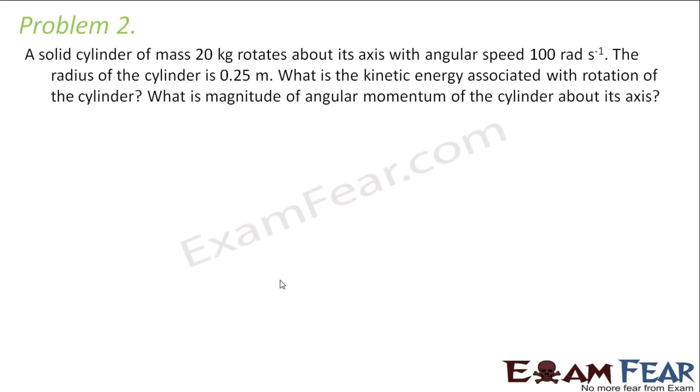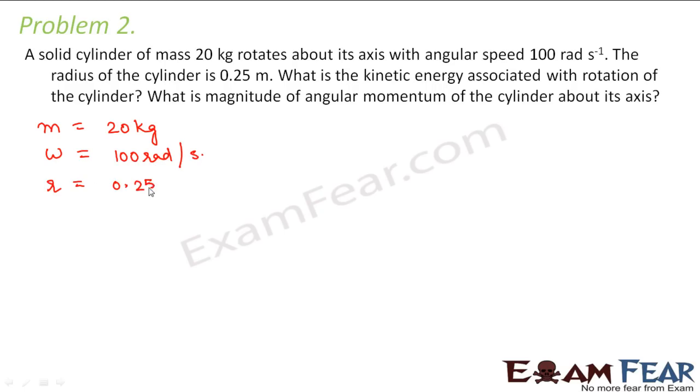Now let us look at the second problem. It states that a solid cylinder of mass 20 kg rotates about its axis with angular speed 100 radians per second. So the mass of the cylinder is given as 20 kg, the angular speed omega is given as 100 radians per second, and the radius of the cylinder is given as 0.25 meters. What is the kinetic energy associated with the rotation of the cylinder? So we have to calculate the kinetic energy. What is the magnitude of the angular momentum of the cylinder about its axis? So we also have to calculate the angular momentum.